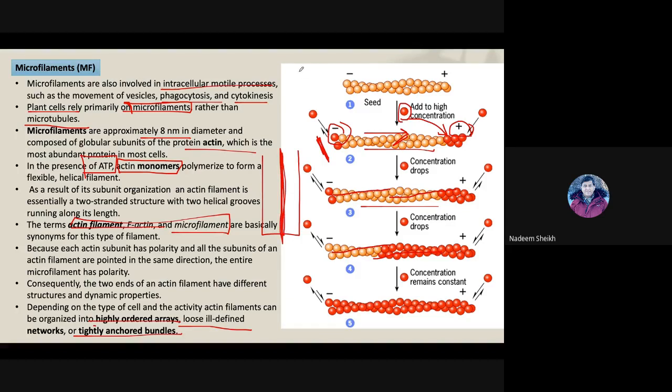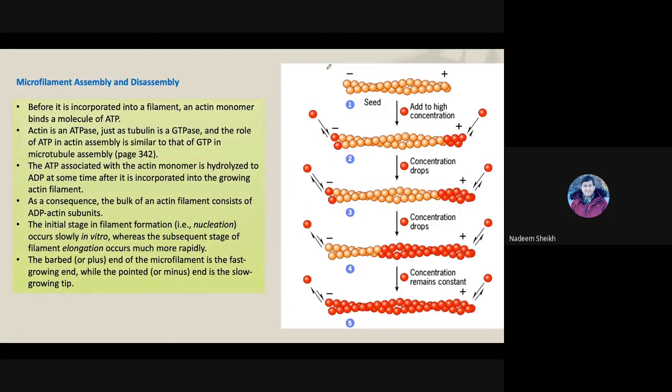On the other hand, if we have some circular cells and these circular cells have to pass through narrow spaces, then these microfilaments will be loose so that the cell can change its shape according to the artery or vein or capillary the cell is moving through. So both types are present, whether loosely arranged or ill-defined networks, or tightly anchored proteins.